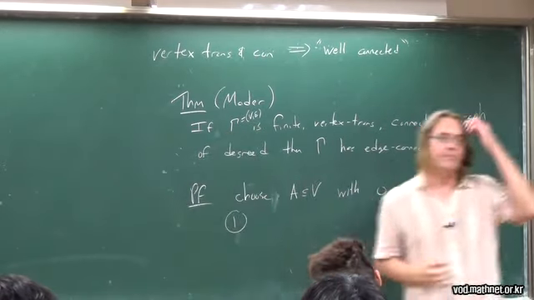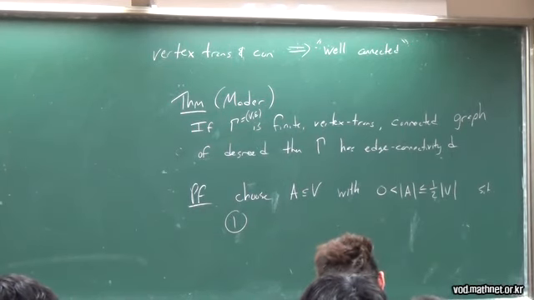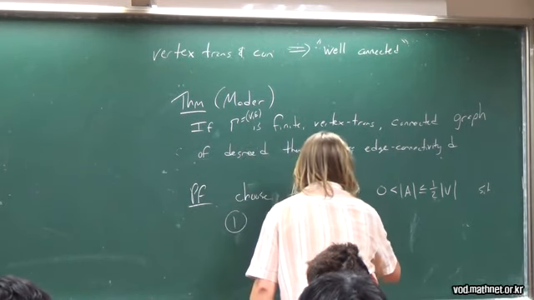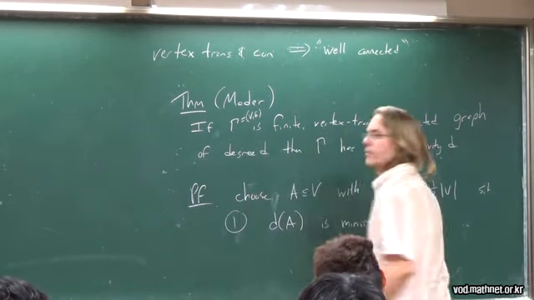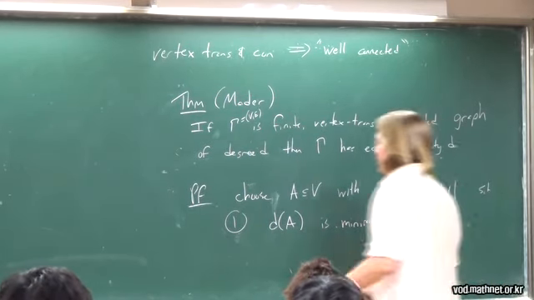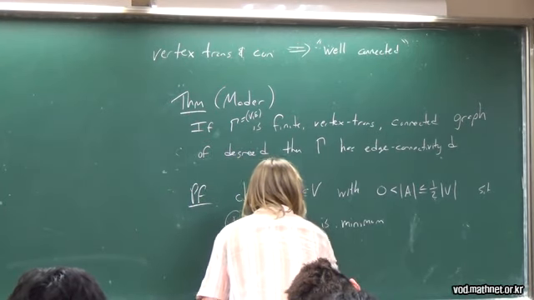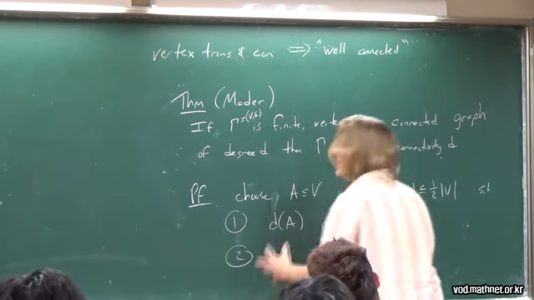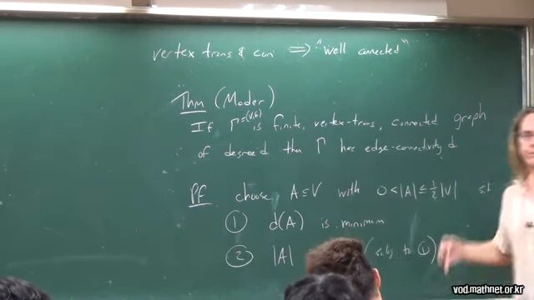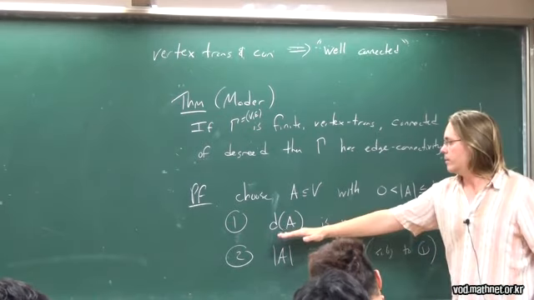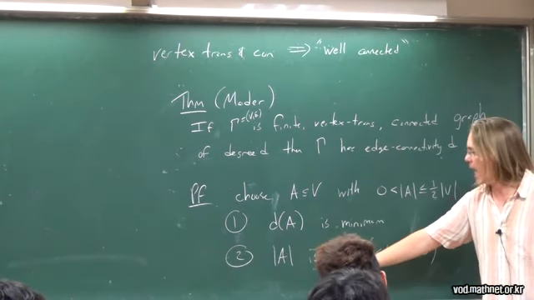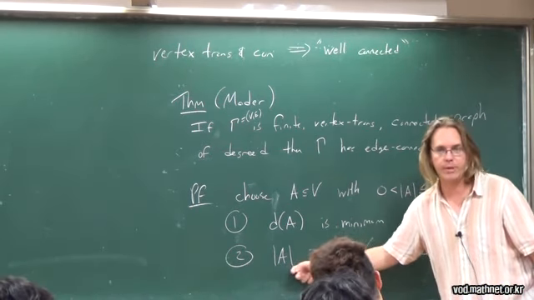Now I'm going to try and optimize my set in two ways. First criteria, I want D of A to be minimum. Second priority, I'd like the set A itself to be as small as possible, but I mean this subject to the first constraint. So in other words, over all sets A whose size is at most half, for which D of A is minimum, I'm going to choose one where the size of A itself is minimum. I'm going to focus on that.